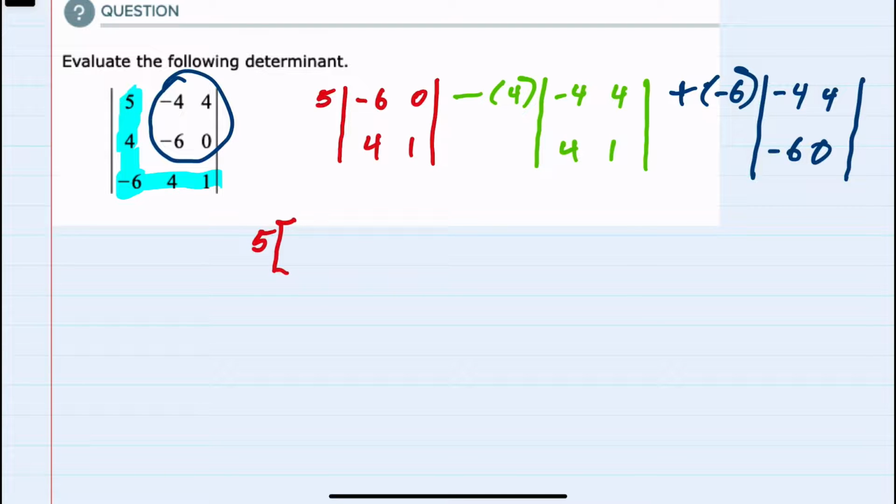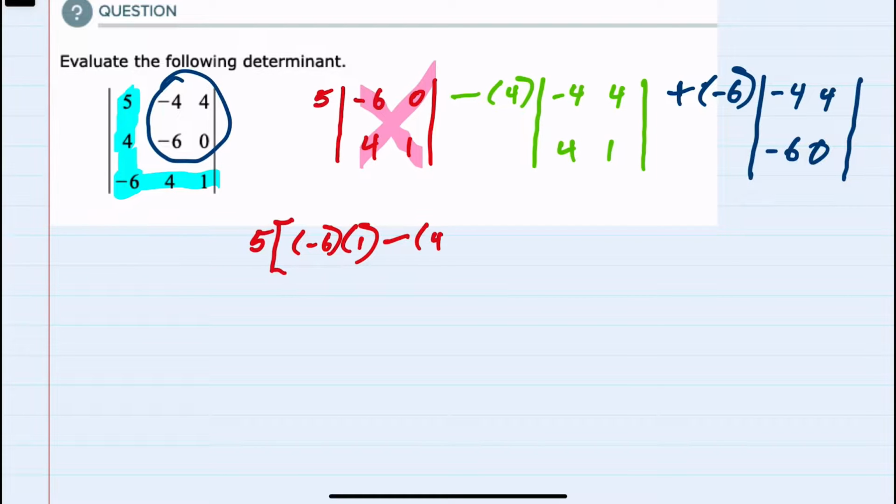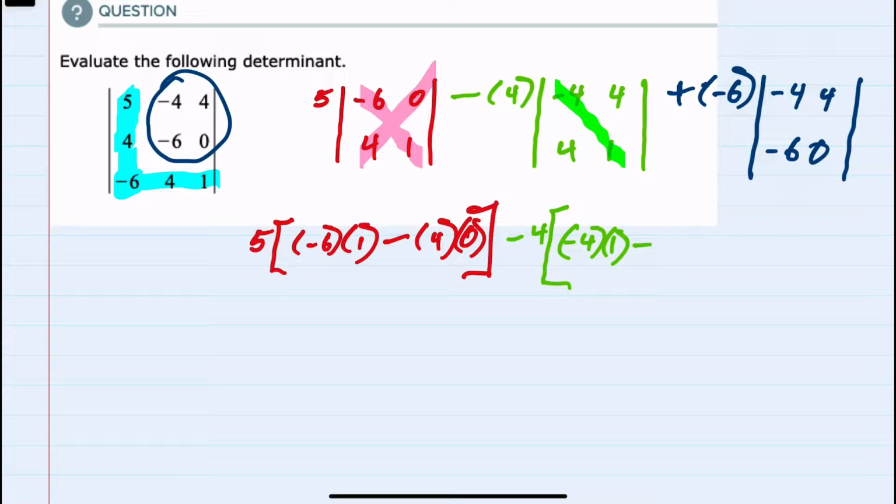We recall that for 2x2s, I multiply along the diagonal starting from row 1, column 1 to row 2, column 2. So this would be -6 times 1. And then we subtract, multiplying in the other diagonal. So 4 times 0. Continuing to the next matrix, we have this -4 outside. Inside, finding the determinant, multiplying this way, we have -4 times 1 minus, multiplying this way, a 4 times 4.